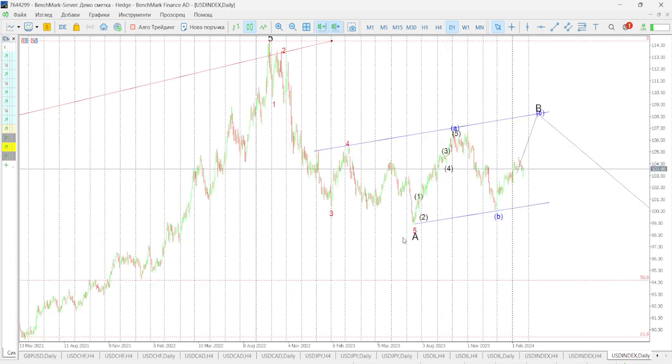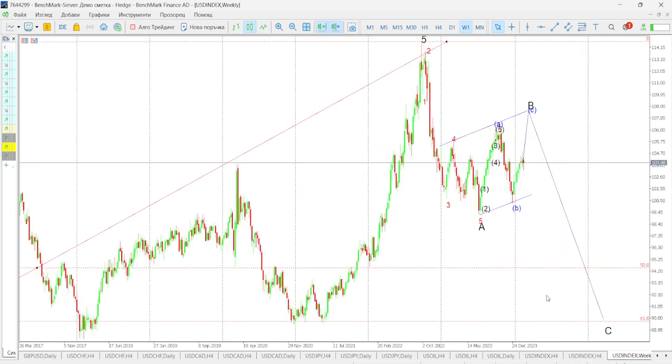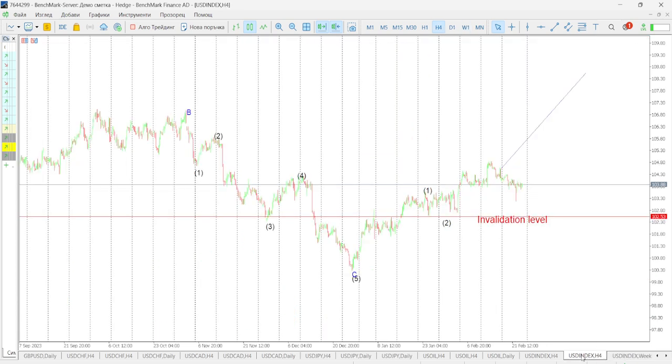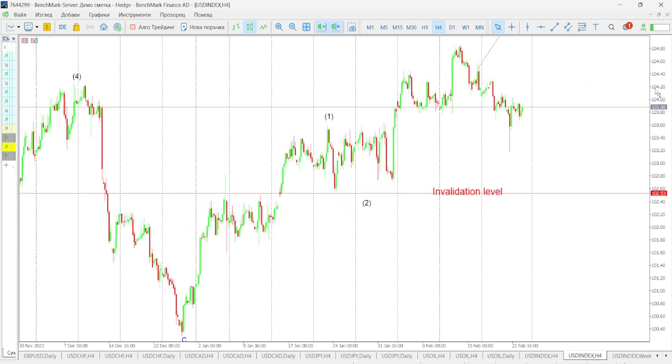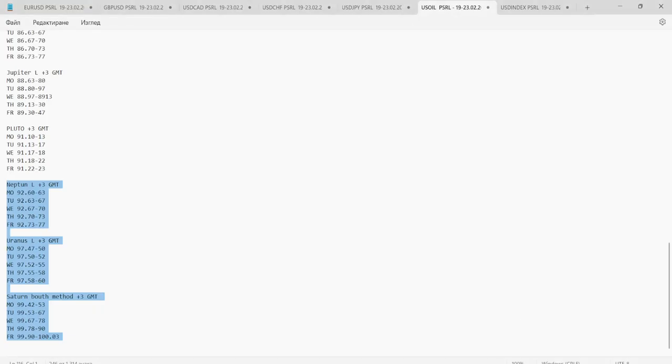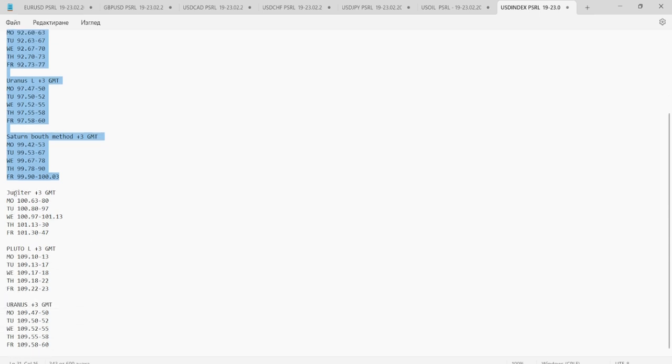Maybe this move is a wave A. Now we are going to finish wave B. After that, on a weekly time frame, to finish wave C. Very cool scenario. The invalidation level should be here, as I already mentioned. So, the lines for the next week. And this one.